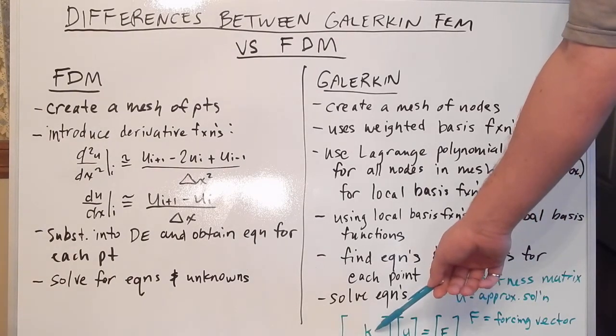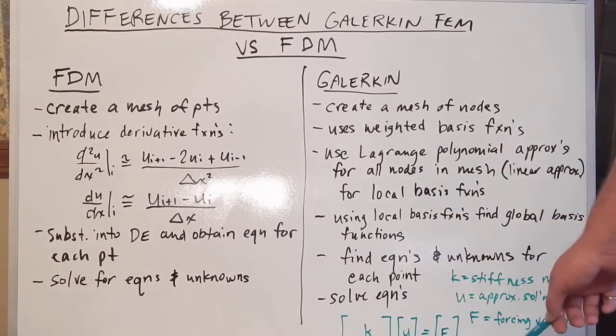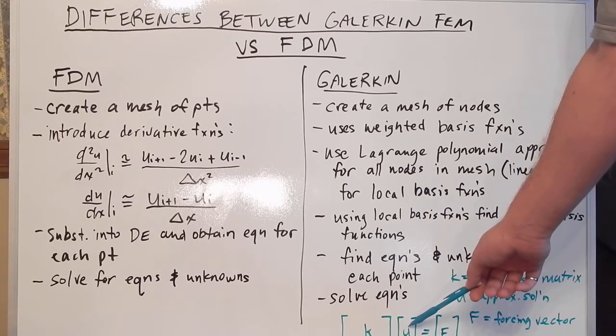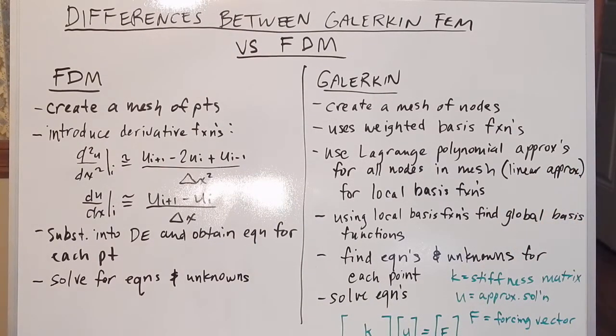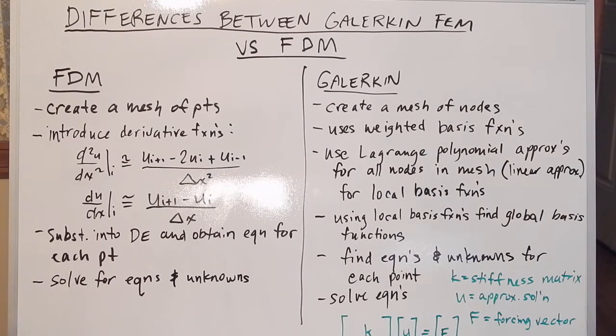We have a K matrix or stiffness matrix, and the U matrix, which is our approximate solution, and F is our forcing vector. And those are the differences between solving with a Galerkin FEM method versus a finite difference method.